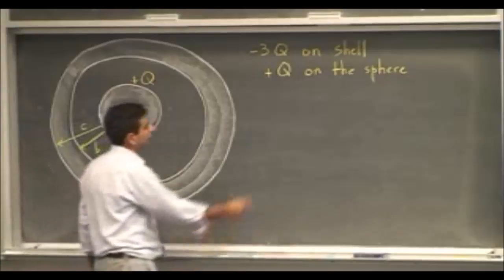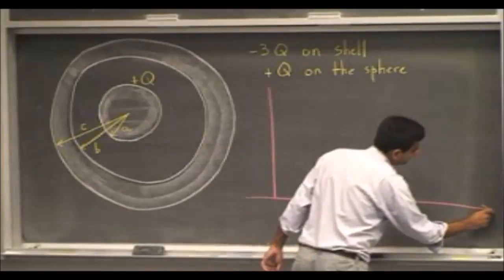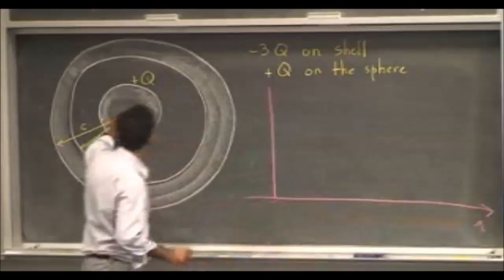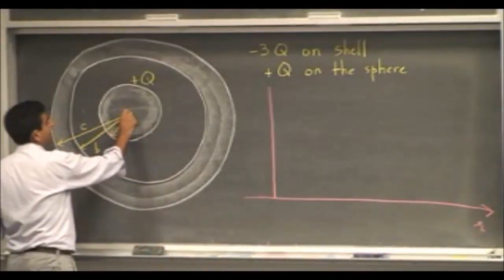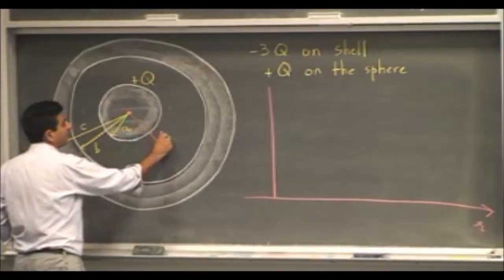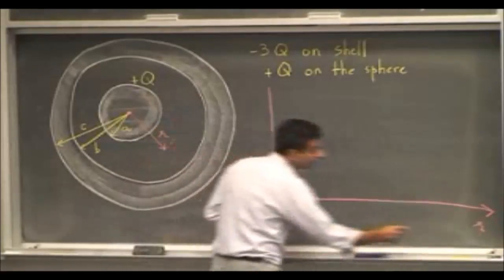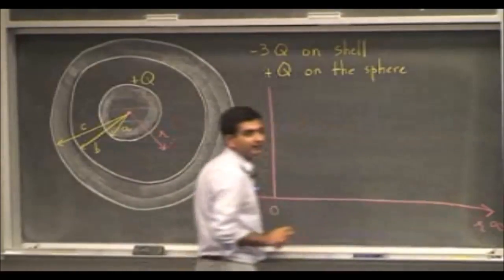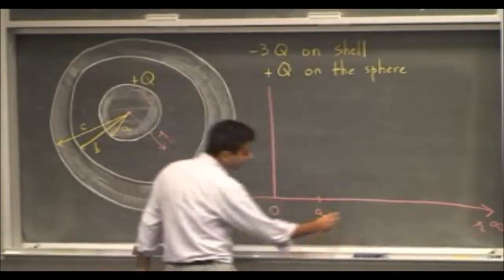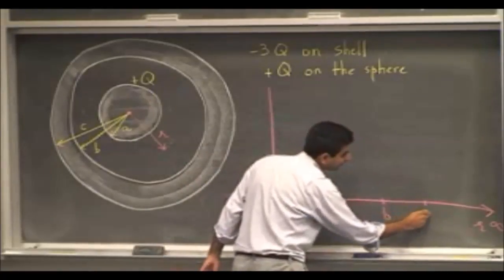Now what I would like you to do, I would like you to make a graph between R, which is the distance from this center, right, where R goes from 0 to infinity, and I'm identifying a point A, identifying a point B, and identifying a point C.